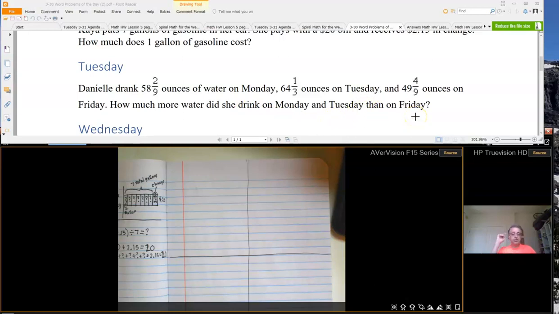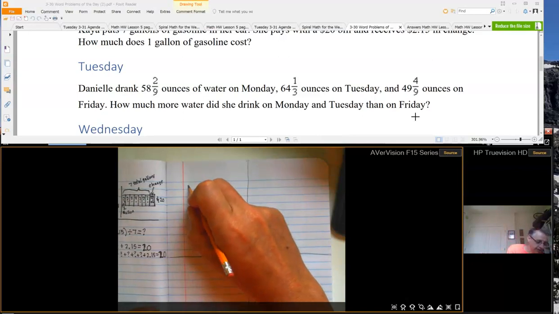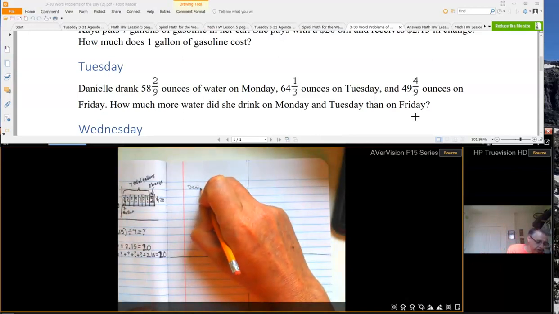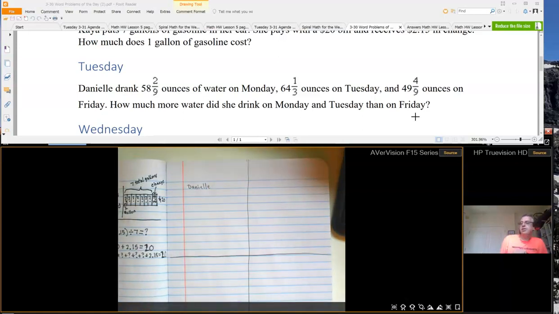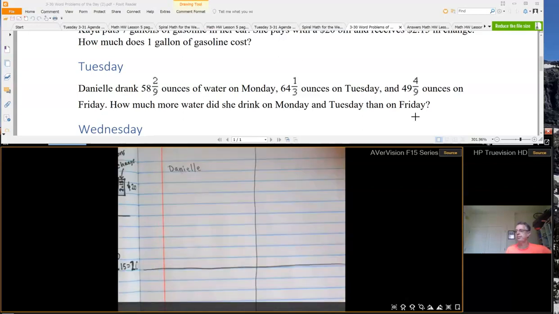So the first thing I want to do is work on an answer sentence. My answer sentence will definitely have the word Danielle in it. You can also use she. Either one should be in there. So let's use Danielle, and I'm going to zoom in just a little more on this so you can see.